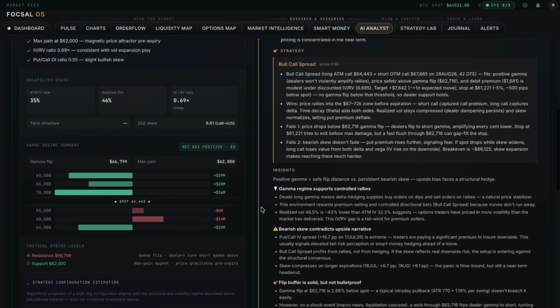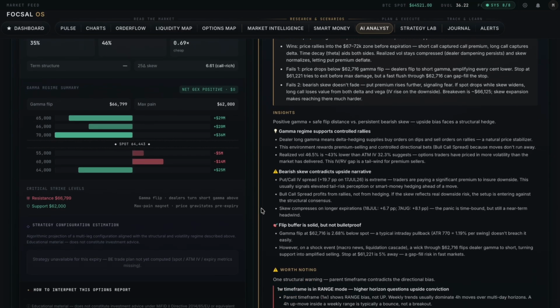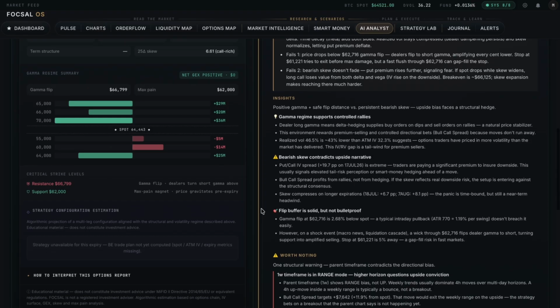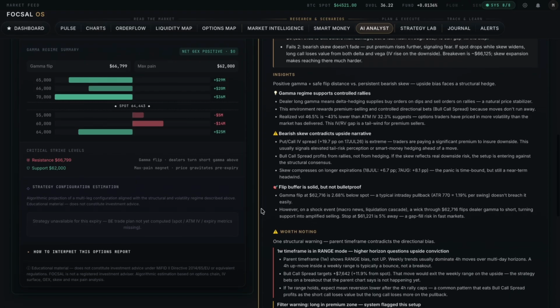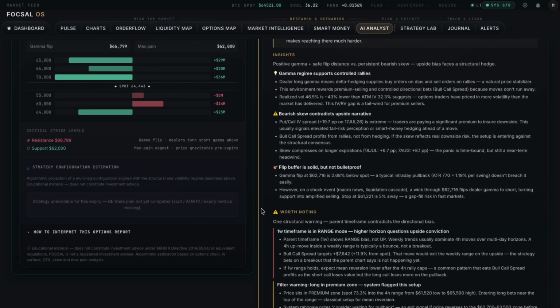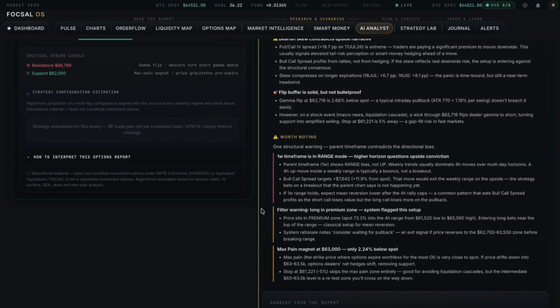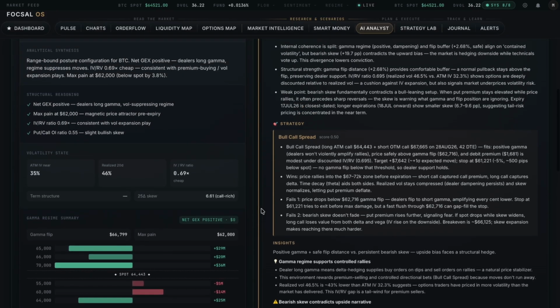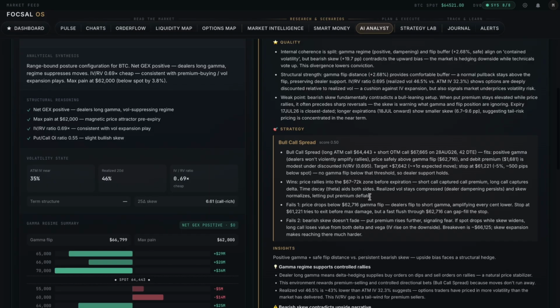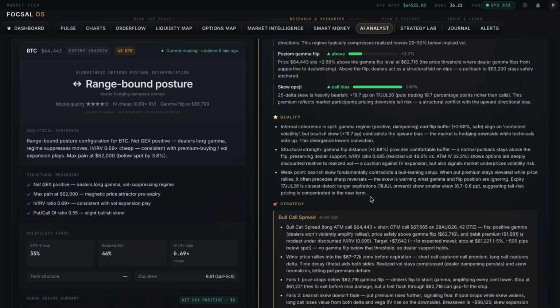In insights and the worth noting section, it catches what matters most in the options market: how far the gamma flip is from price, where max pain sits, whether volatility is expensive relative to what the market is actually doing. And with the options report, the AI goes a step further. It also takes the strategy configuration from the report and breaks it down into strengths and weaknesses. It shows the scenario in which that structure wins and the one in which it fails. Not as a command to do it, but as an honest breakdown. Here's what would have to happen for it to make sense, and here's where the risk sits.